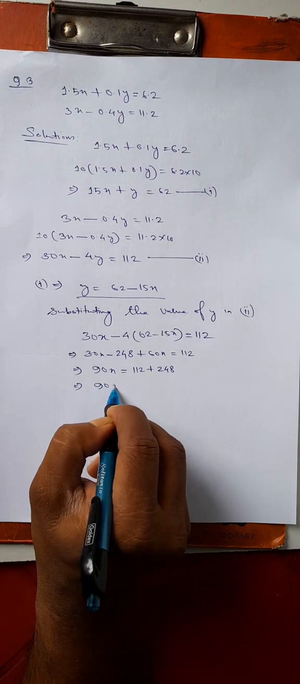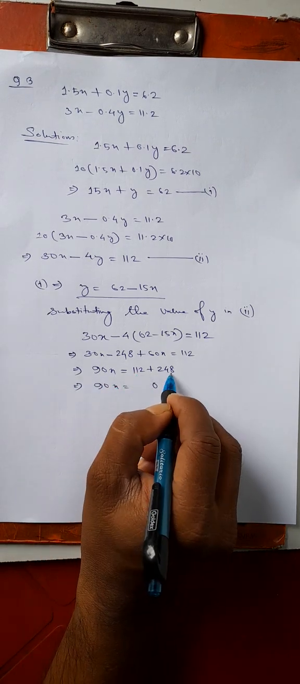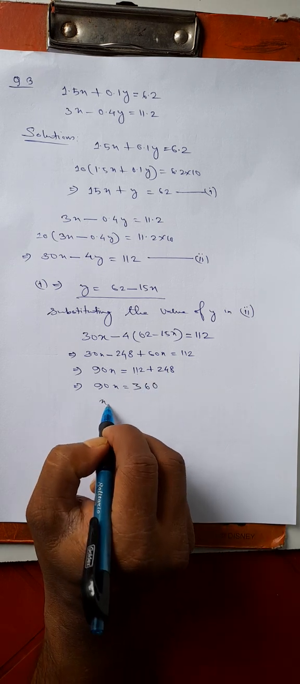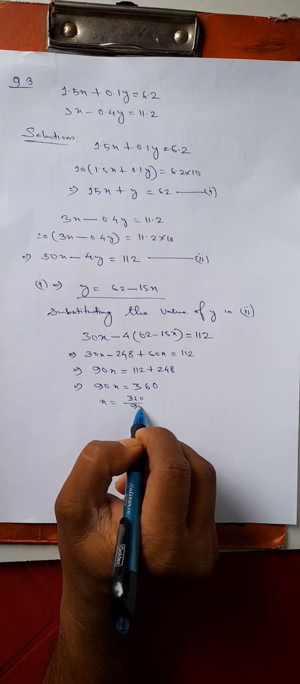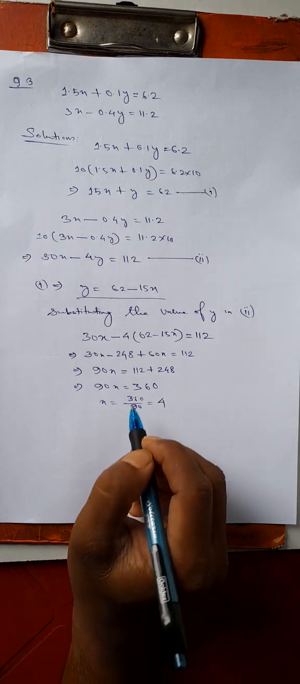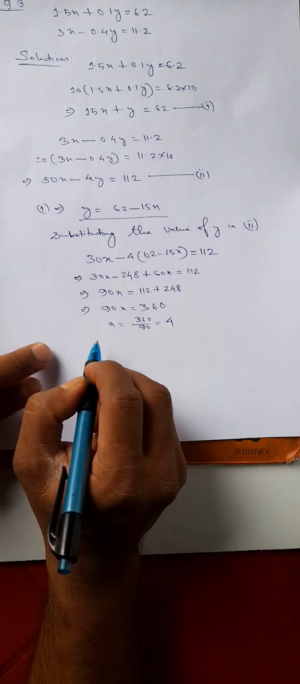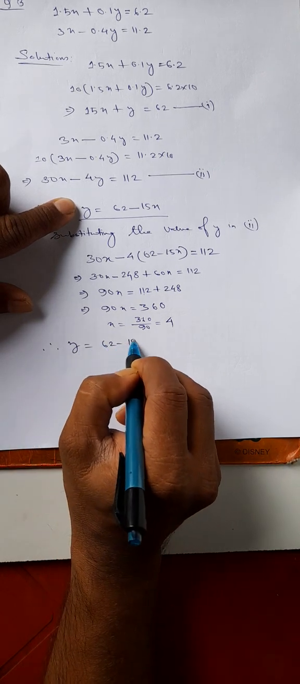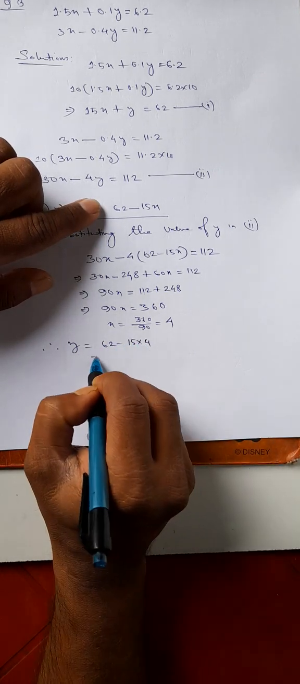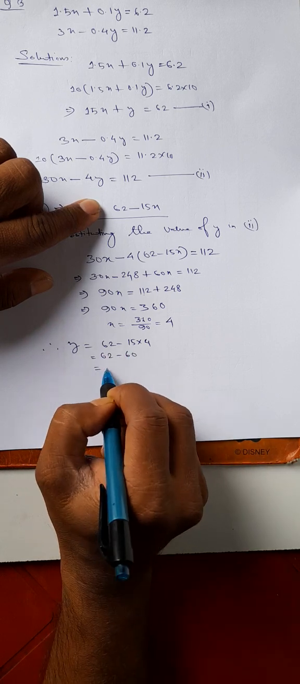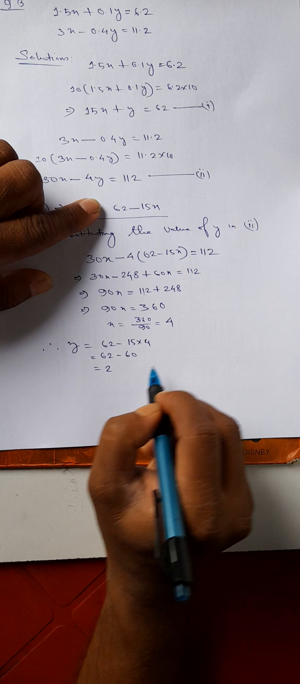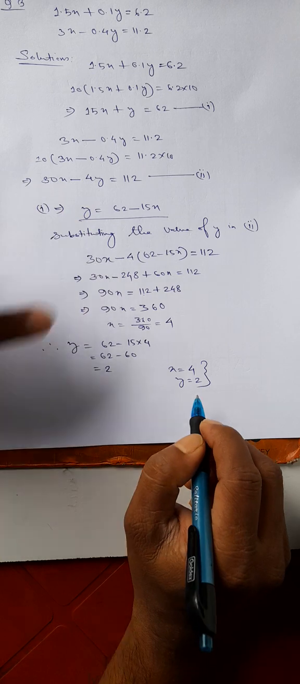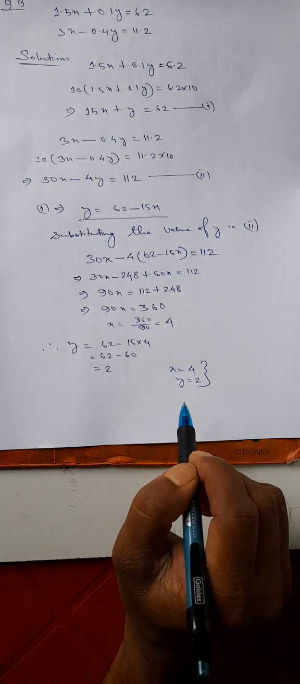This implies 90x equal to 360. So what is x? 360 divided by 90, that is 4. So you got x equal to 4. Now we will find y. Therefore y equal to 62 minus 15 into x, x means 4. 62 minus 60 is 2. So x equal to 4, y equal to 2. These are the solutions of these linear equations, right?